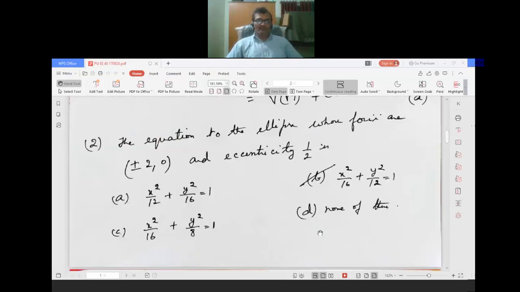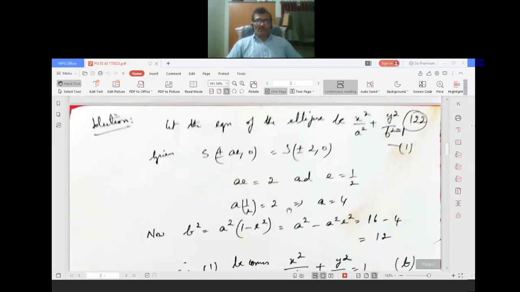Now here see the equation to the ellipse whose foci are plus or minus 2 comma 0 and eccentricity half is: A, x squared by 12 plus y squared by 16 equals 1. B, x squared by 16 plus y squared by 12 equals 1. C, x squared by 16 plus y squared by 8 equals 1, and D, none of these. So let the equation of the ellipse be x squared by a squared plus y squared by b squared equals 1.